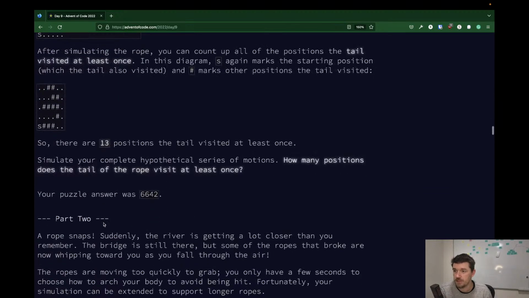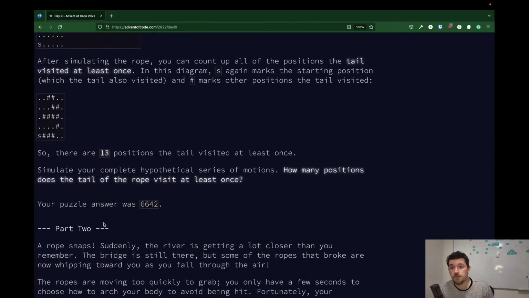It's long-winded, though. After simulating the rope, you can count up all the positions the tail visited at least once. In this diagram, S again marks the starting position, which the tail also visited, and the pound sign marks other positions the tail visited. And you can see there's a nice little 3 here. So there are 13 positions the tail visited at least once. Simulate your complete hypothetical series of motions. How many positions does the tail of the rope visit at least once?